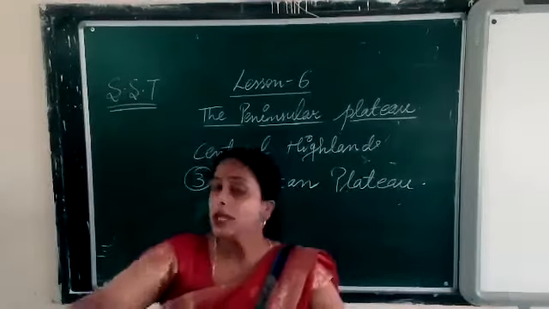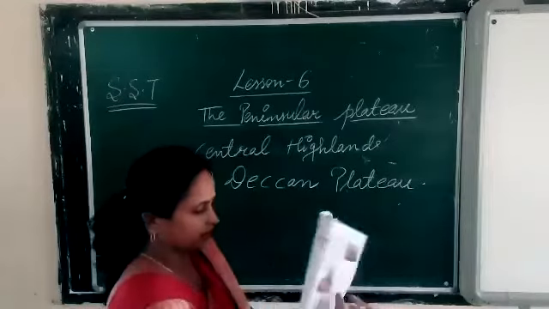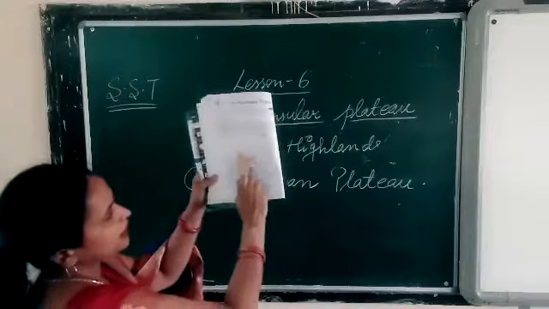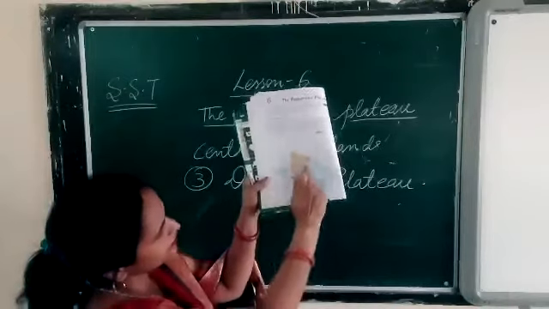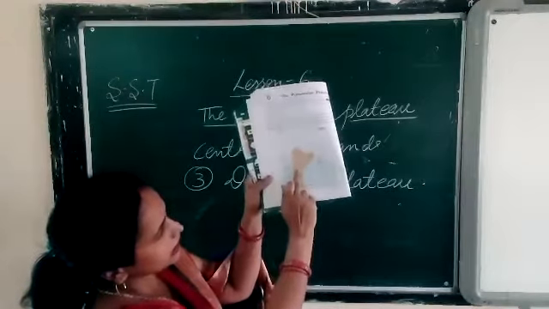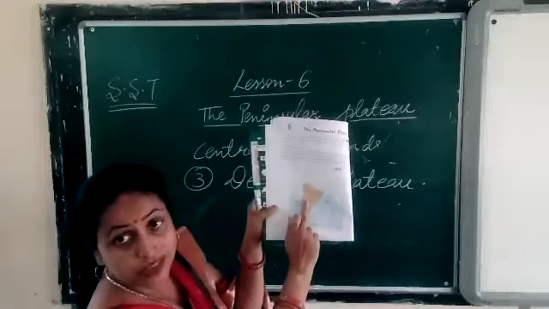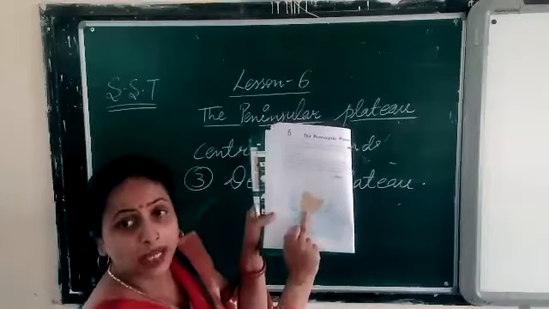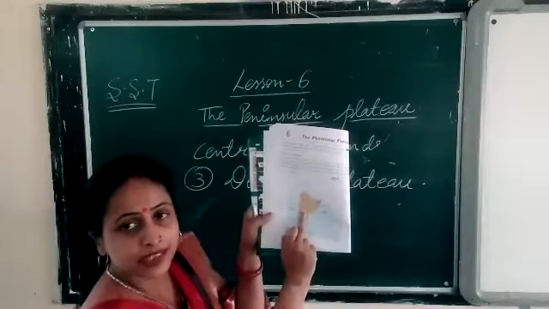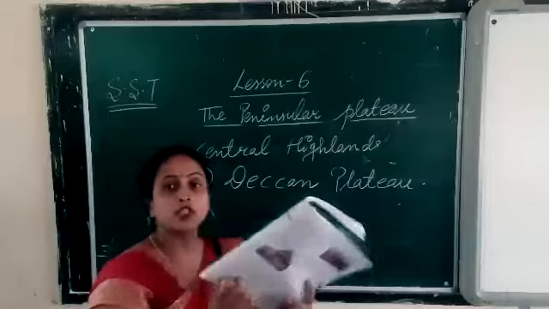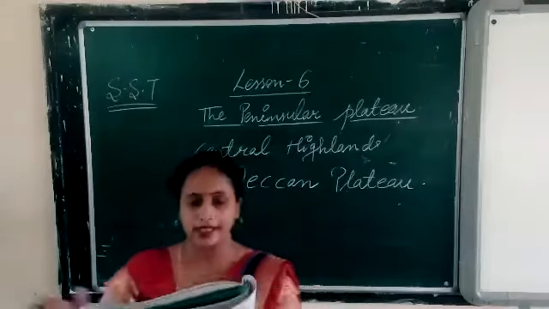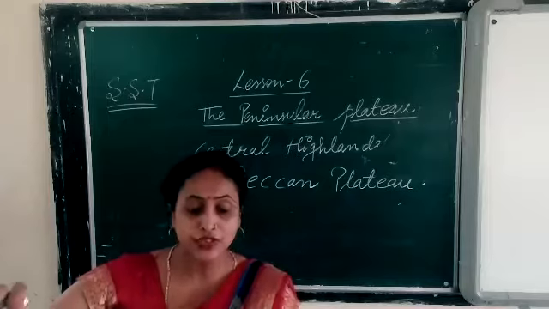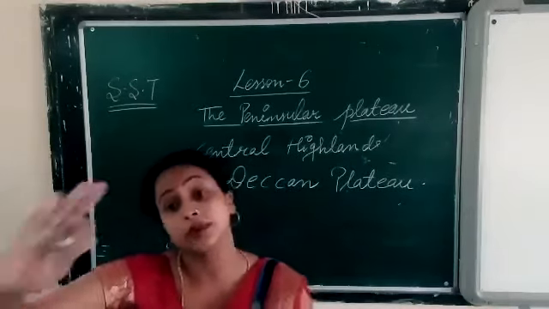South of the Narmada. You can just see the map here. This part is the southern part of India. You can see here the Deccan Plateau is situated here. Are you able to see it in the map? Yes. Deccan Plateau is situated over here. So it consists of the region south of the Narmada River.